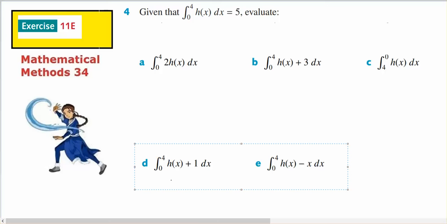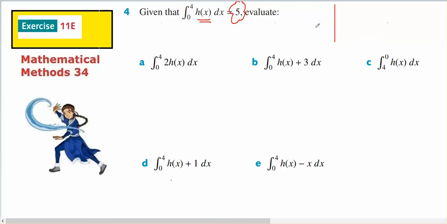This is for your talk methods. It comes out of 11E question number 4, and it's to do with the fundamentals of integration. Okay, I'm told that if I integrate h of x from 0 to 4, my answer equals 5. I'm going to do these with a mixture of pictures and integration.